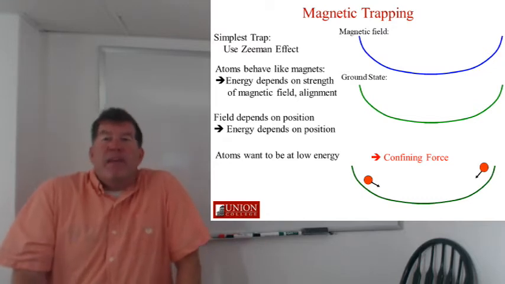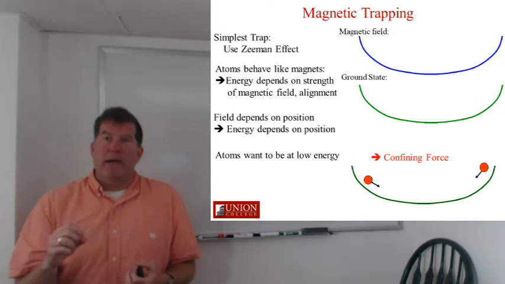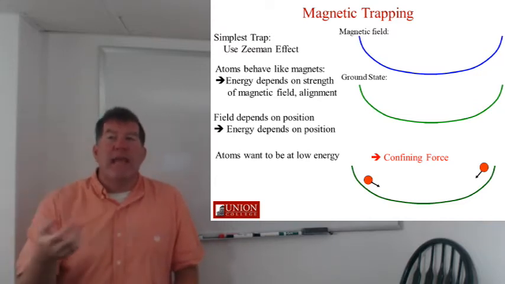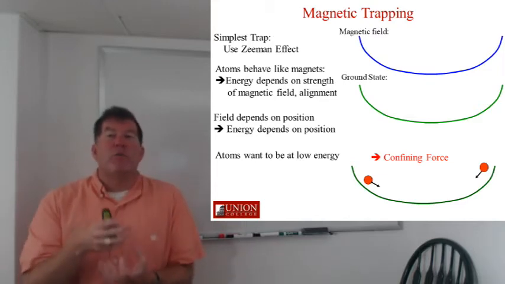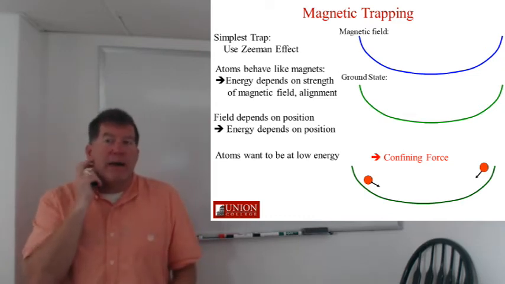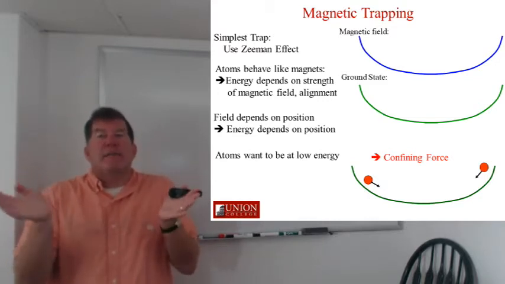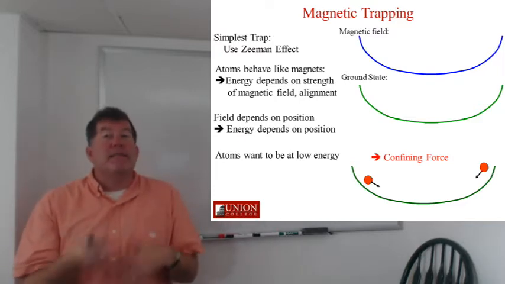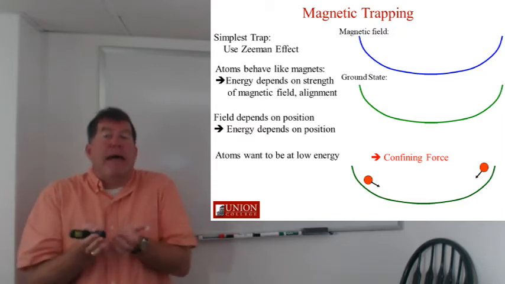All right. The Zeeman effect is something that happens because atoms behave like tiny little magnets. All right, which means that the exact energy of the state of an electron in an atom depends on the strength of the magnetic field in which it finds itself, and the alignment of the orbit and the electron with that magnetic field. That means that if I can make a magnetic field that varies in space, right, I can make the energy of those atomic states depend on their position. Right? If I do that, I can create what's called a magnetic trap.